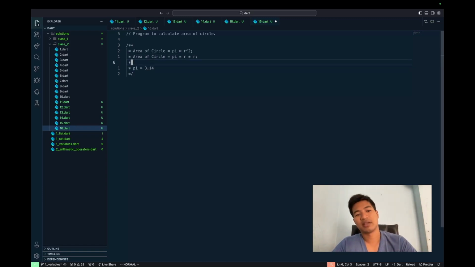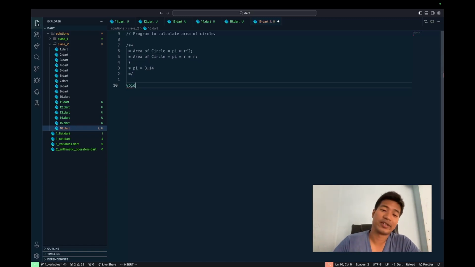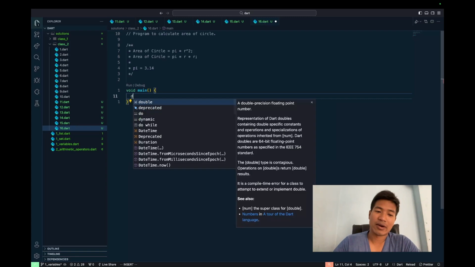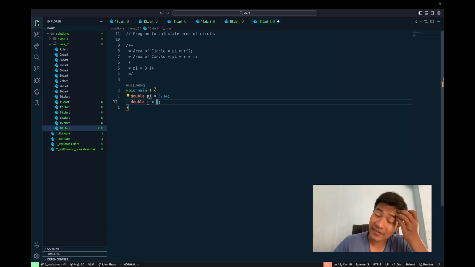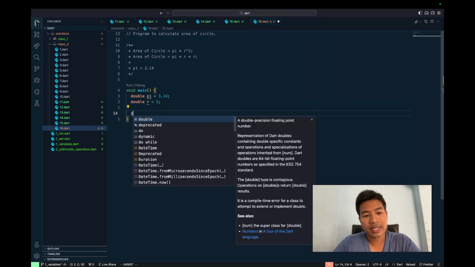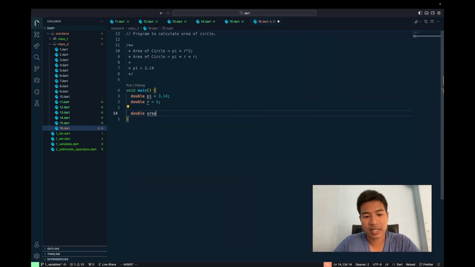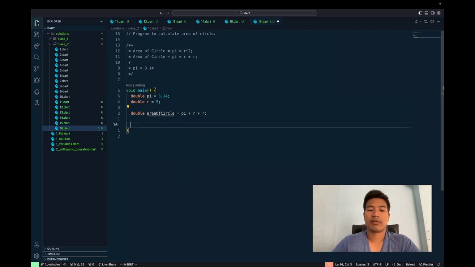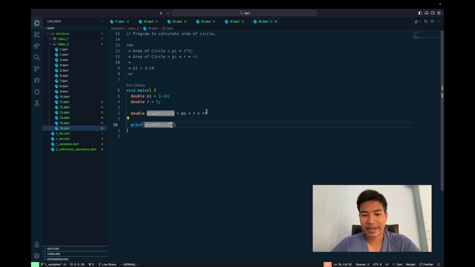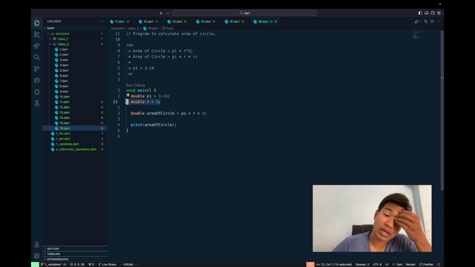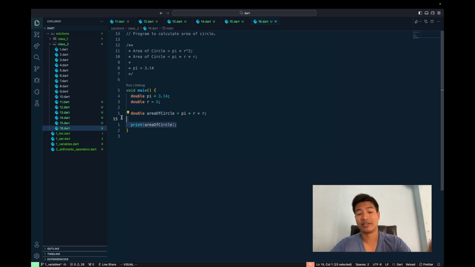So pi is 3.14, and the radius can be any arbitrary radius, let's say 5. So the area of the circle is pi into r, which is pi r squared. So today we calculated the area of a circle. Notice again the main logic is the variable declaration and then we literally print out.